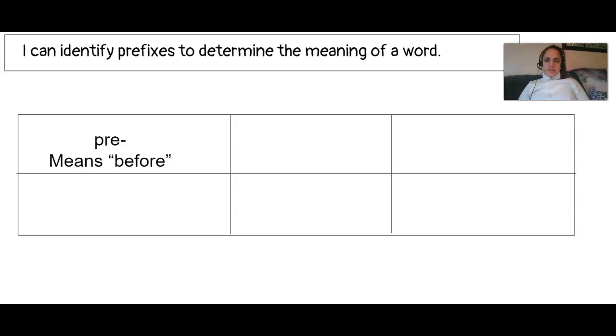Our word work purpose for the day: I can identify prefixes to determine the meaning of a word. So a prefix comes at the beginning of the word. So in your password today, preheat, the prefix was pre. Pre means before.